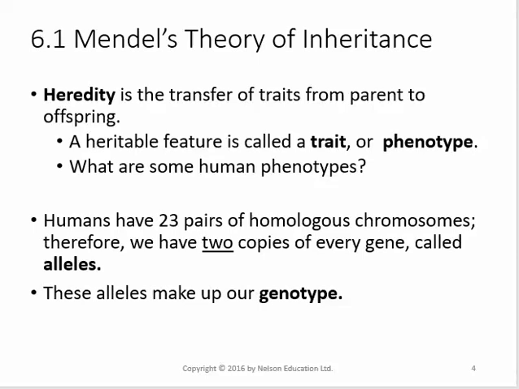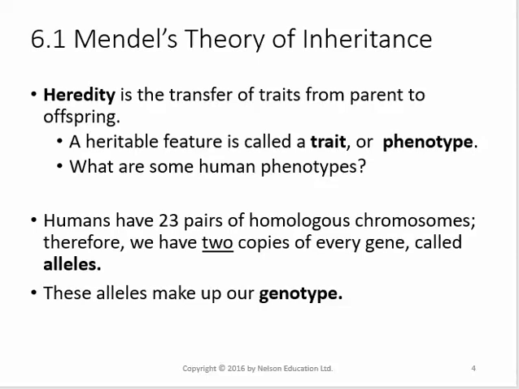So when we look at the alleles, the copies of each gene, they make up our genotype. Our phenotype is how we express. So we might have the genotype that codes for blue eyes, and on the other allele, the gene that codes for brown eyes. Our genotype would therefore be heterozygous, one of each, but our phenotype would be brown eyes, because brown eyes are dominant over blue eyes.